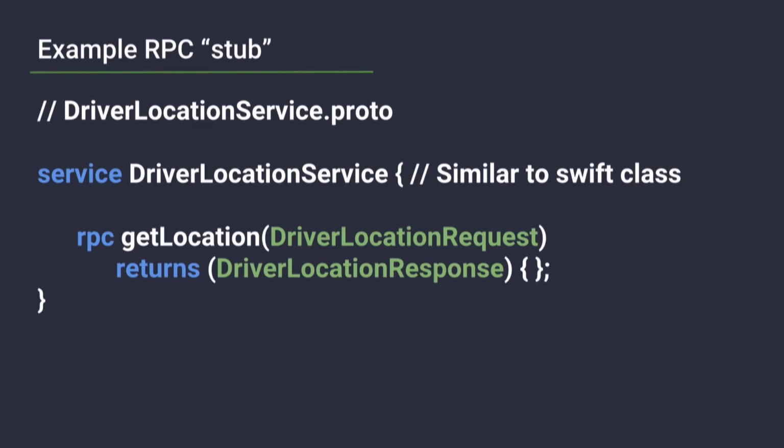So here's an example of what an RPC quote-unquote stub might look like. It looks very similar to a Swift class. Basically, you define a service, which, like I said, is very similar to a class. And then inside of that, you define an RPC. So this will actually turn into a function when you generate Swift or Python or something else. So in this case, it's a function called getLocation, and it takes a driver location request message, or in this case, a Swift struct, and then it returns a response.